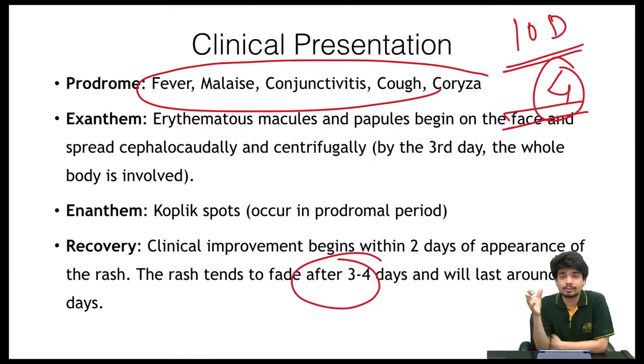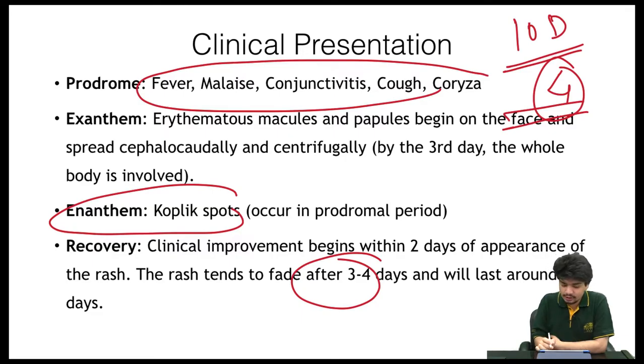And before the formation of the rash, 2 days before, you'll have something known as enanthem, which in the case of measles is the Koplik spots which I showed you earlier. They tend to appear especially above the second molar first.